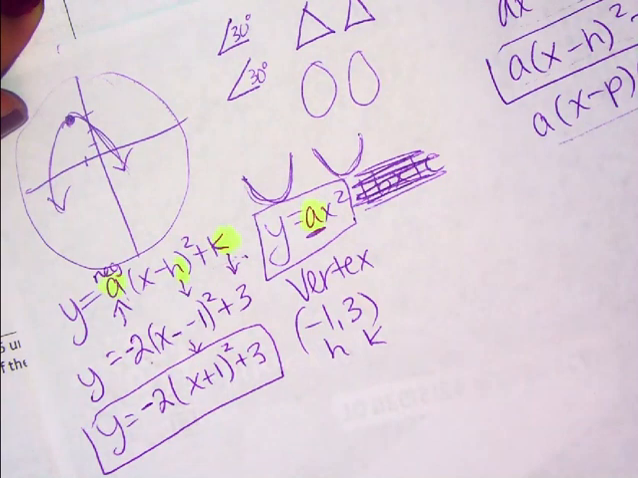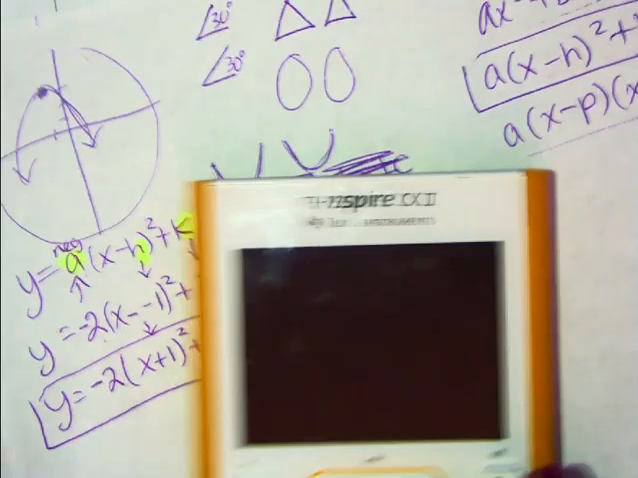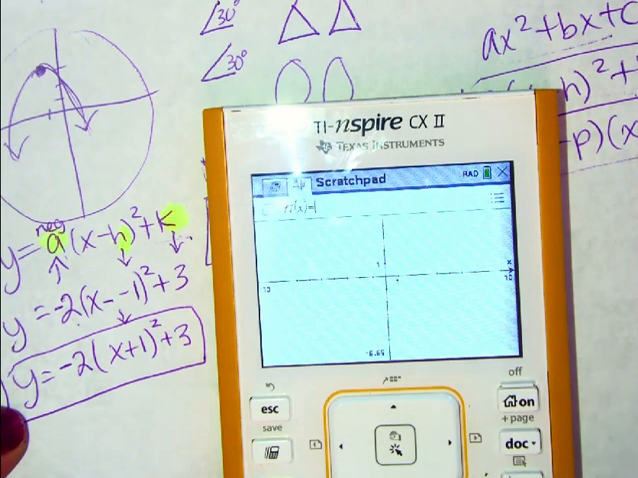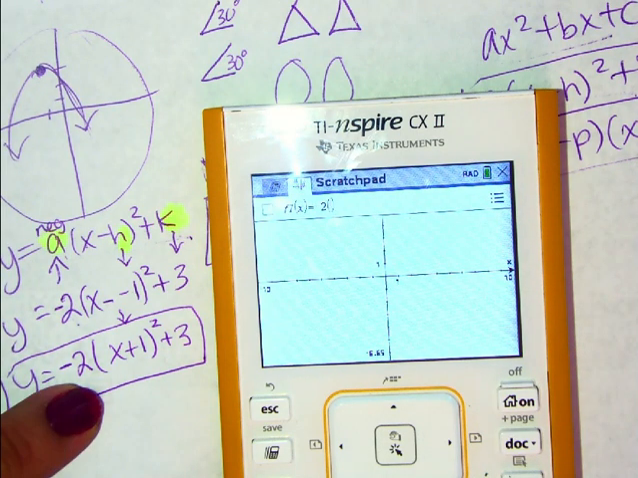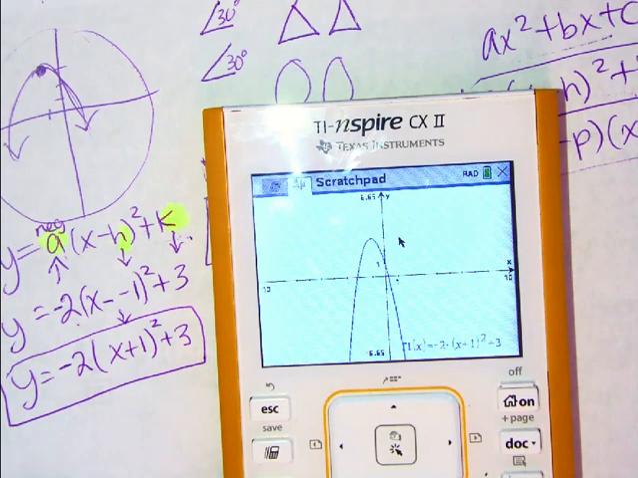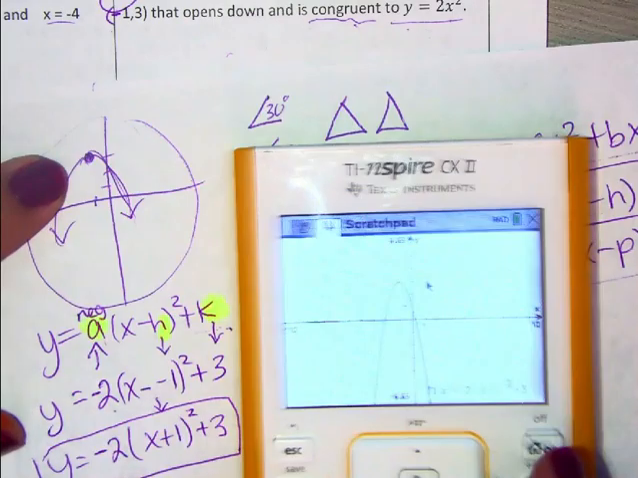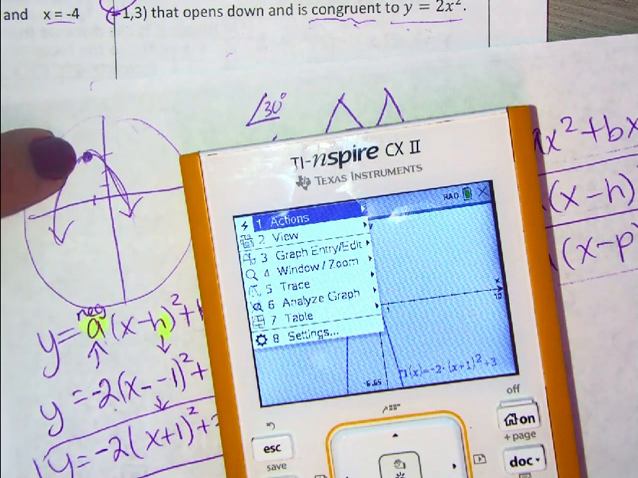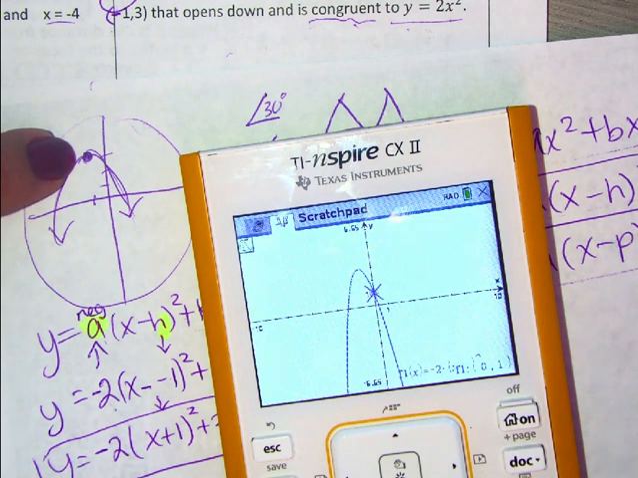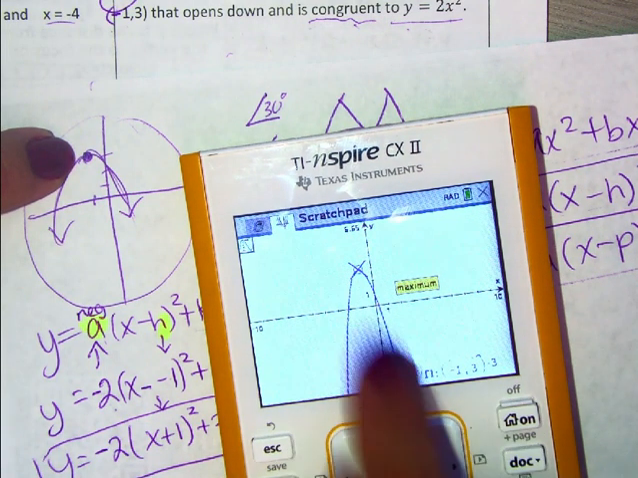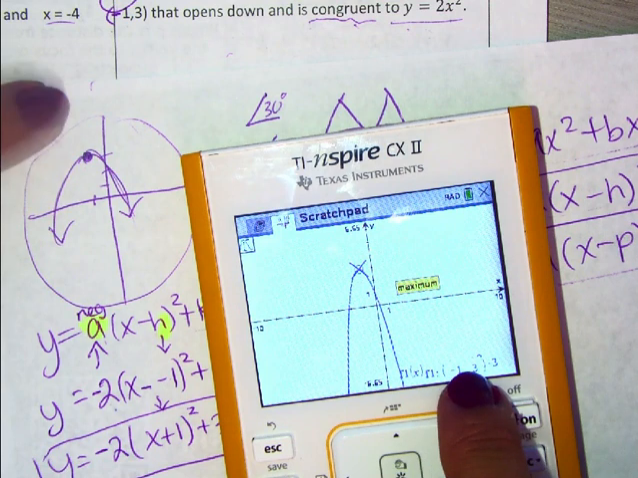And just to confirm that this is true, you can always graph it in your calculator and type the equation that you created. So we're going to put -2(x plus 1) squared plus 3. And this shows kind of like the sketch we have right here, a parabola opening down. To confirm that the vertex is the correct value, we can trace it or analyze it. Tracing seems to be better. Maximum is your vertex, so it says right here at -1, 3, which confirms that.